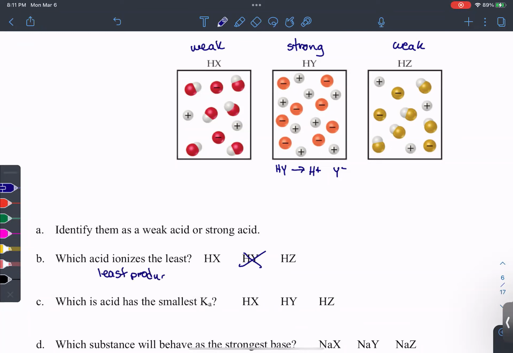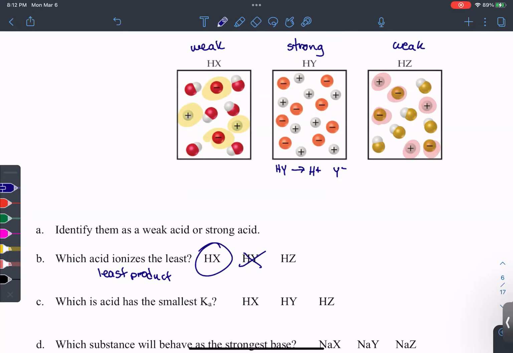All right, so if we just look at this generic chemical equation I wrote here, basically we're looking for what picture has the least amount of products in the picture. So if I look at these, HX I think only ionizes 2 molecules versus HZ ionizes 1, 2, 3 of them. So hopefully you can see that HX is the one that ionizes the least because it has the least amount of ions present, the least amount of products.